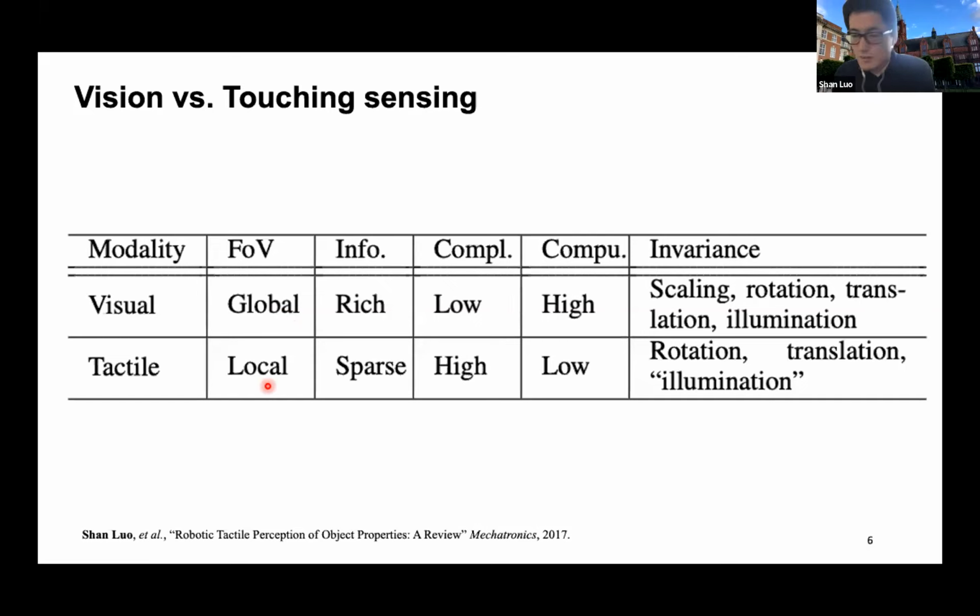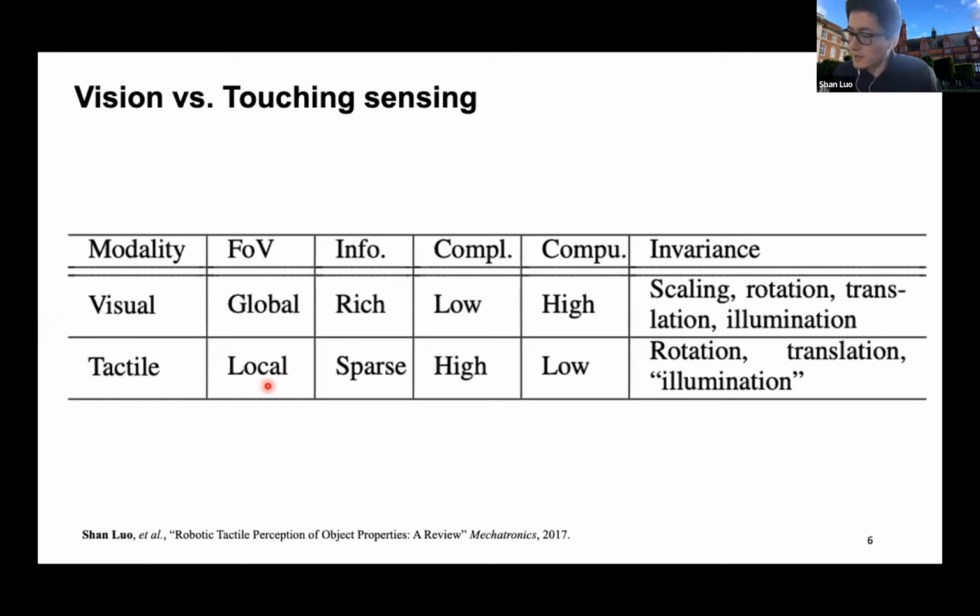And for computation, for complexity, for vision, because we have this image, we can get the features, but for tactile, we have to process, and so it may be complex. But for computation, it's very high for vision, while because of the sparse data of tactile, it can be low computation.